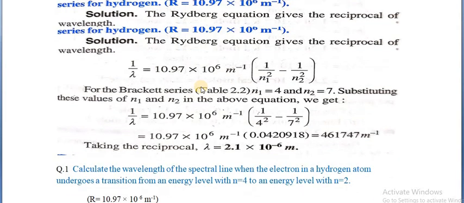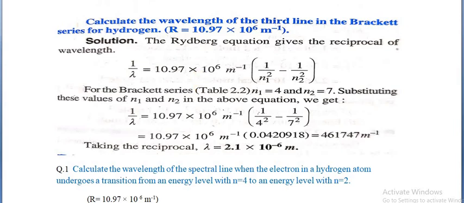So the question is: calculate the wavelength of the third line in the Brackett series for hydrogen. The value for R is given as 10.97 × 10^6 per meter. Now, how to solve this numerical? As we know from the Rydberg equation, 1/λ equals R, 10.97 × 10^6 per meter, times (1/n1² − 1/n2²).